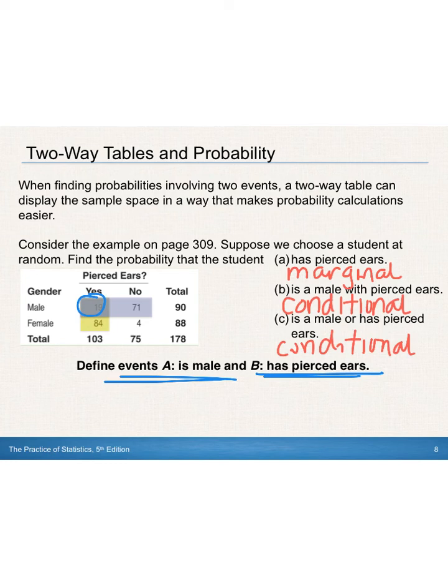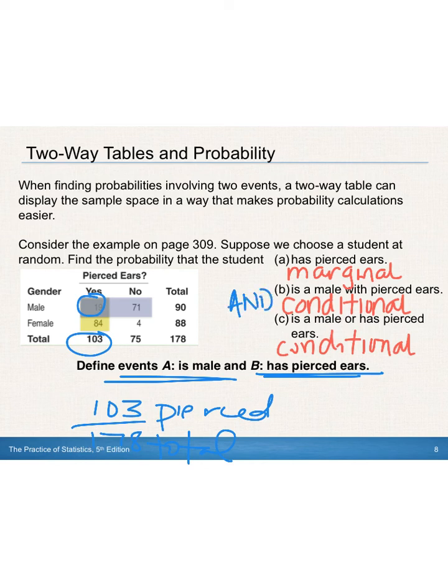Having pierced ears is a marginal thing. So if you have pierced ears, there's 103 people out of the 178 total. So these are the people with pierced ears of the total people, and that is a marginal probability. But then when we start looking at a male with pierced ears, that's an and situation, and male or pierced ears, that is an or situation, and so we're going to be looking at things a little differently.